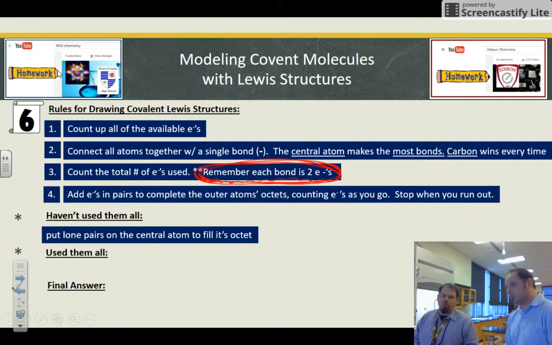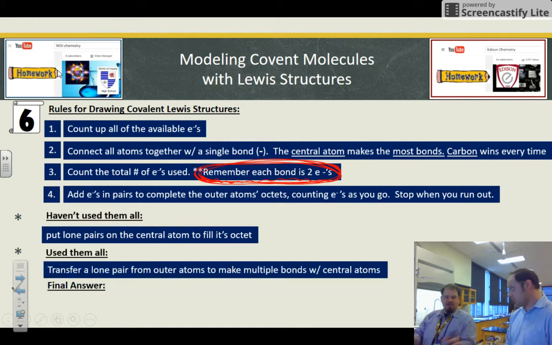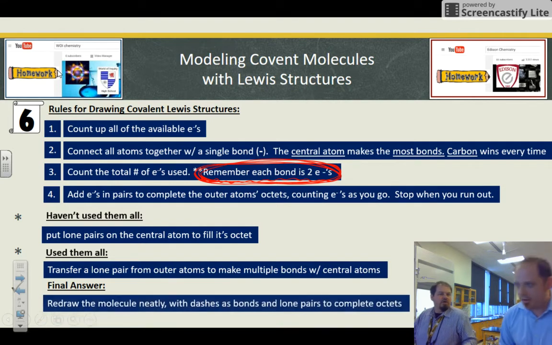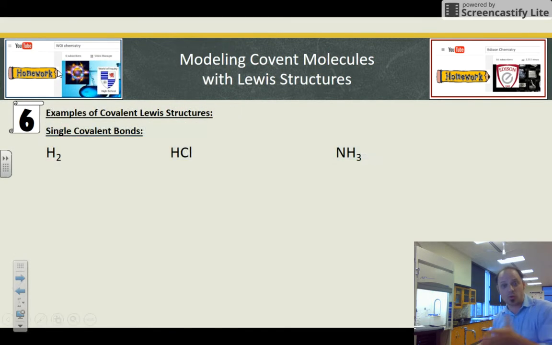Or you run out. And if I run out, this is where it gets fun. We get to make different things. We're going to take lone pairs and move them off of the outside atoms into making multiple bonds in the central atoms. We'll show you how to do that when you're all done. Redraw. Now, there's a set of rules, and then there's a visual set that I'm going to also show you once we get into the thick of it.